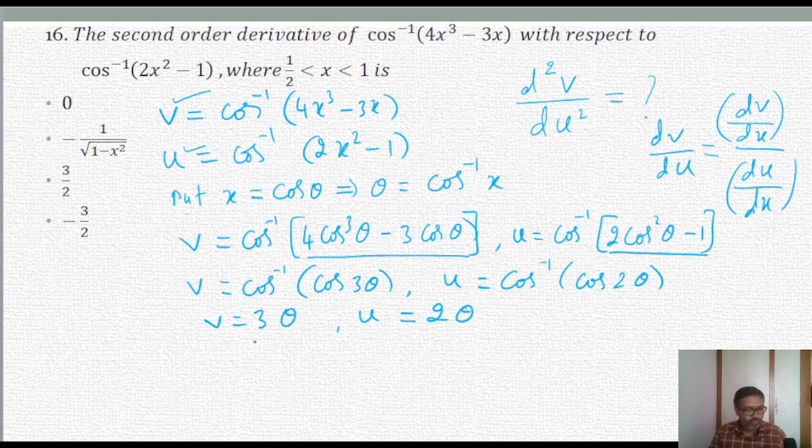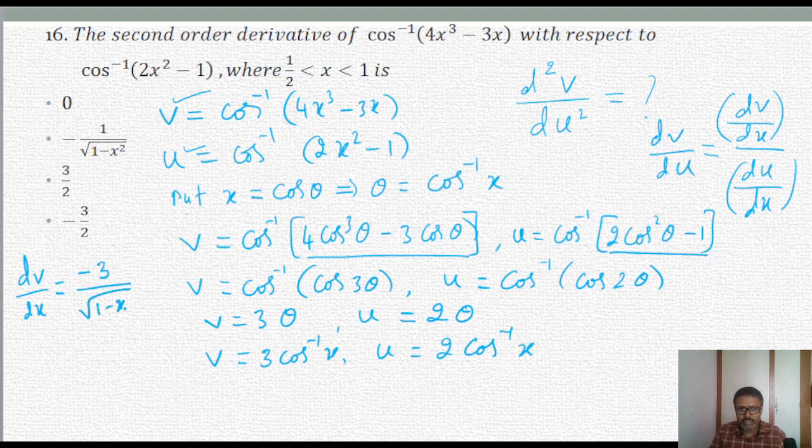Just go dv by du, or dv by du, where v is equal to 3 cos inverse x and u is equal to 2 cos inverse x. Now tell me, what is dv by dx? Cos inverse x derivative is minus 1 by root of 1 minus x square. So you will get minus 3 divided by root of 1 minus x square.